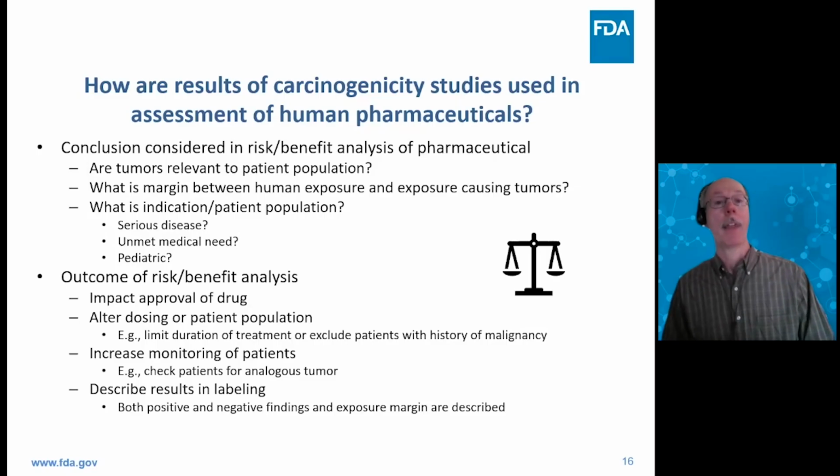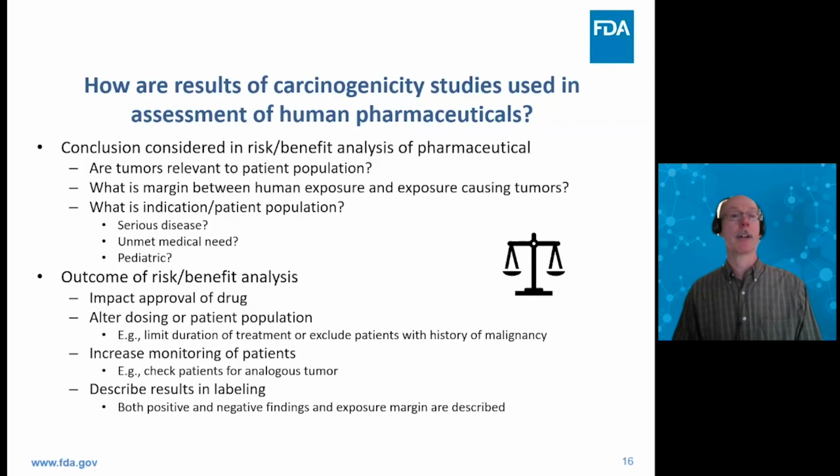So after that analysis, there can be several outcomes from that risk-benefit analysis. It could potentially impact the approval of the drug if the risk is considered unacceptable, or it could lead to things like altering the dose or patient population. For example, you could limit the duration of treatment if you have a concern, or you could potentially exclude patients with a history of malignancy. Another approach could be to increase monitoring of patients.